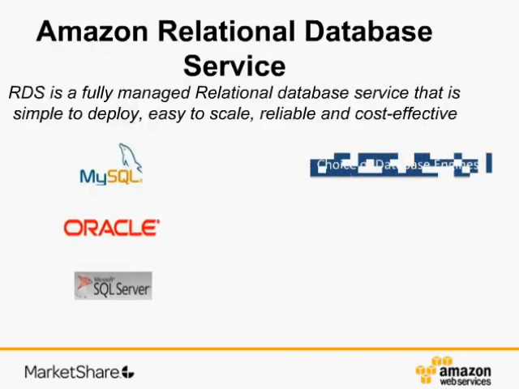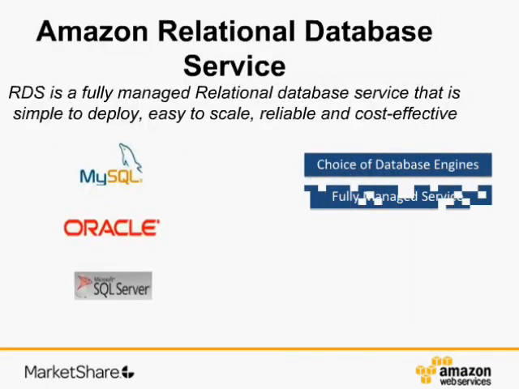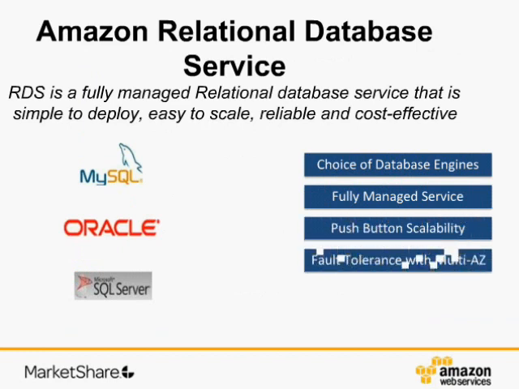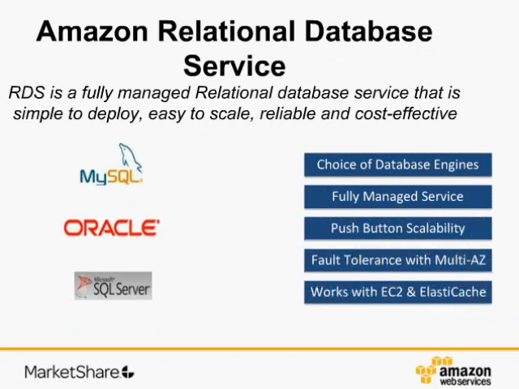So let's talk about Amazon RDS, Relational Database Service. So RDS is a fully managed relational database service. It gives you a choice of database engines to run in an easy-to-deploy, easy-to-scale, reliable, and cost-effective environment. As you can see on the left side of the slide, Relational Database Service supports multiple database technologies, and today those technologies are MySQL, Oracle, and Microsoft SQL Server.